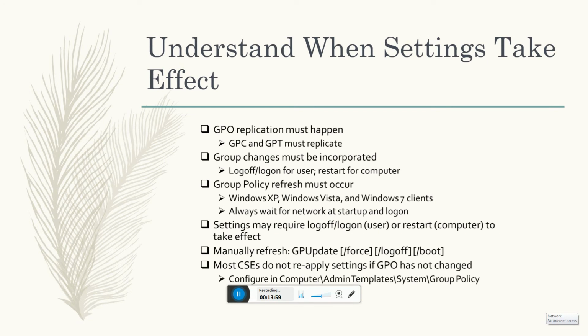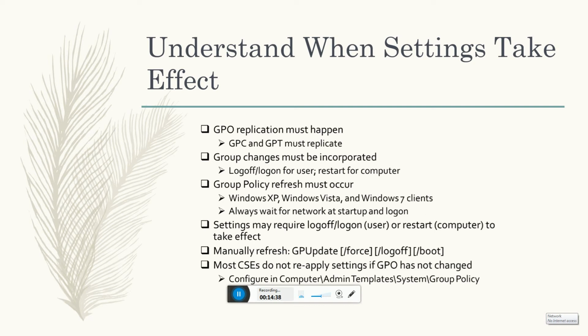Understanding when settings take effect. Group policy replication must happen. GPC and GPTs must apply. Group changes must be incorporated: log off and log on for users, restart for computers. Group policy file requests must occur. Windows XP, Windows Vista, and Windows 7 clients always wait for network startup and logon. Settings may require users to log off and log on, or the computer to restart, to take effect. Manual refresh: gpupdate /force and log off or boot. Most CSEs don't reapply settings if the GPO is not changed.